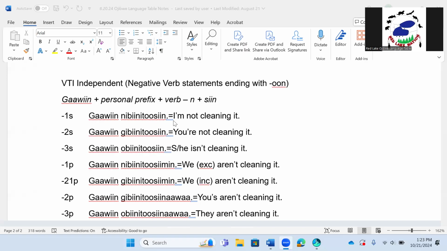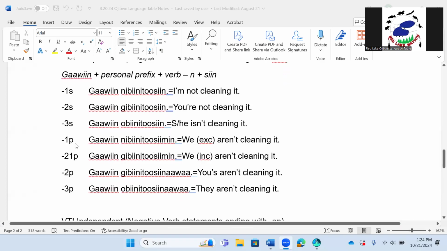Remember, you have to have the subject and the inanimate object. Animate subject, inanimate object. VTI. Negative 2S. You aren't doing something by yourself. Gawin gibizhitusin. You are not cleaning it. Negative 3S, she or he. Gawin obizhitusin. She or he isn't cleaning it.